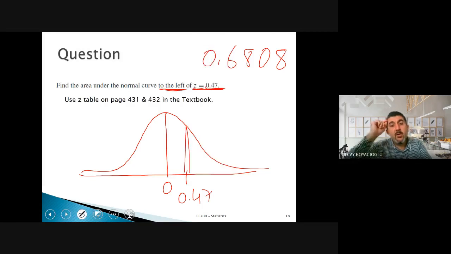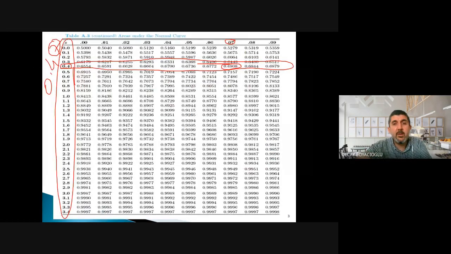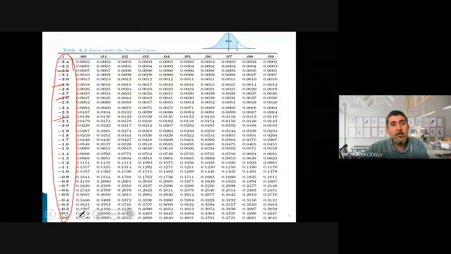Because of the type of z table that we were using, let's go back here. In the second page, we cannot understand that, but let's go to the first page. In the first page, if you notice, look up here, guys. There is a graph here.